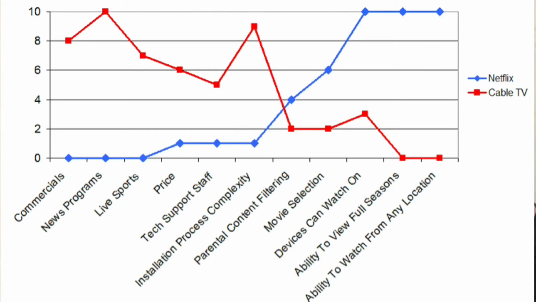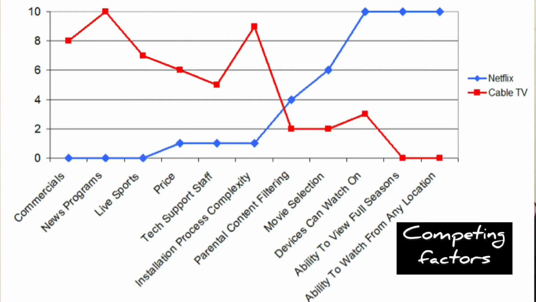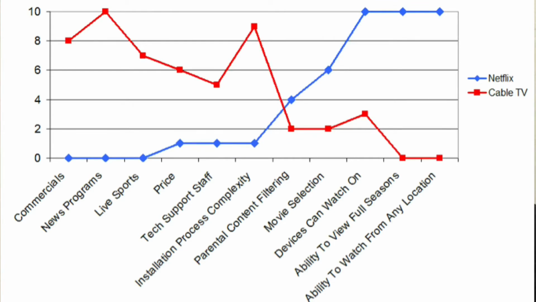where on the x-axis, we put the competing factors that the current competitors compete on. From this map, Netflix is able to create new factors which have never been offered in the current market space. For example, Netflix makes their programs available to watch on devices such as smartphones, laptops and Apple TV, and their customers are able to watch full seasons of TV series and all. So that's the function of strategy canvas.